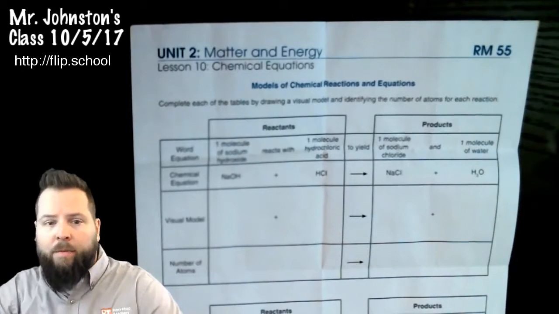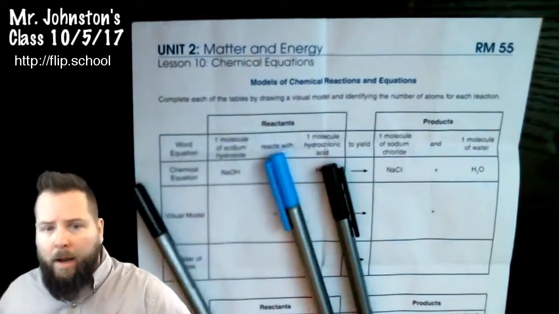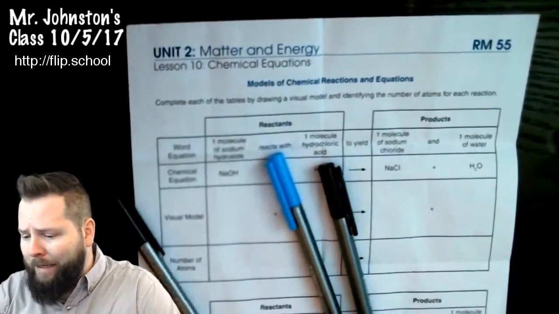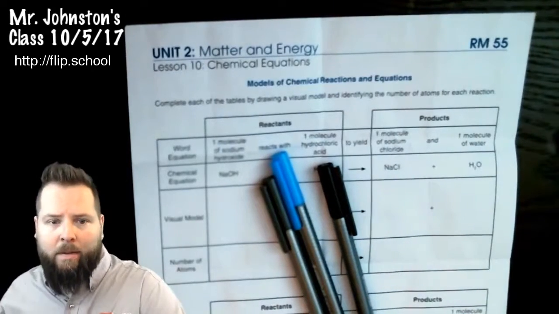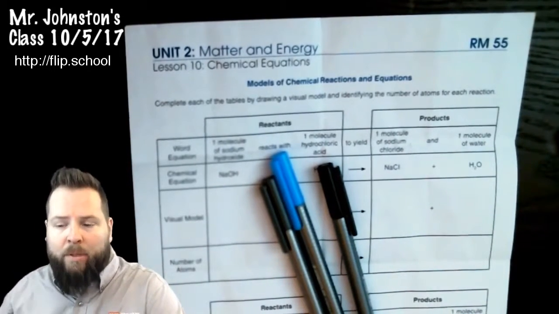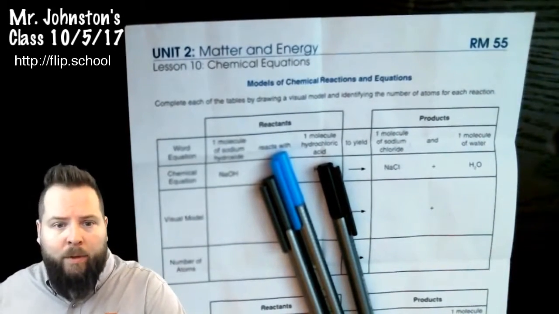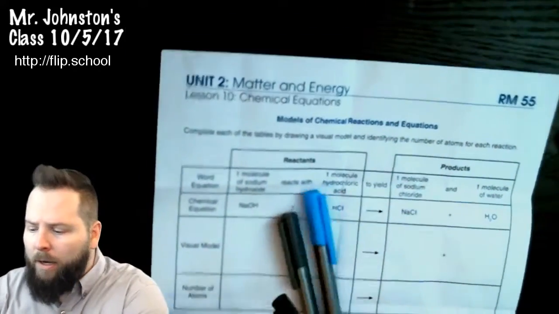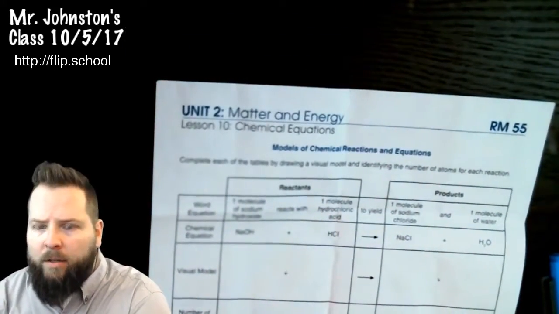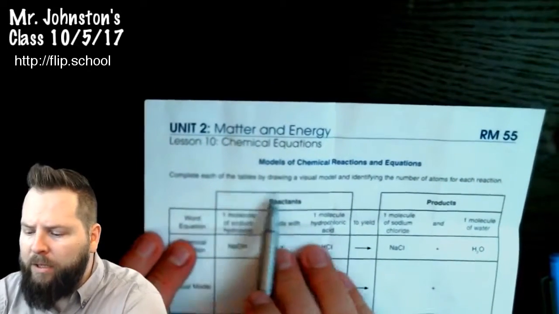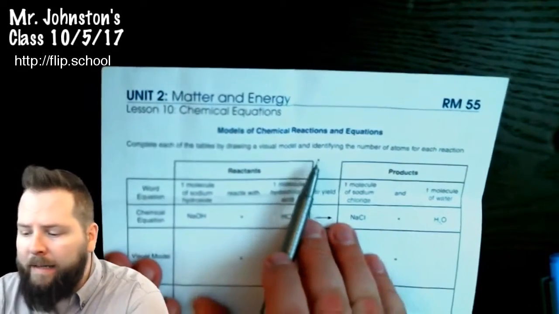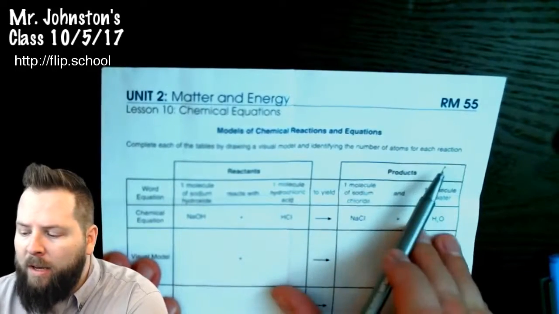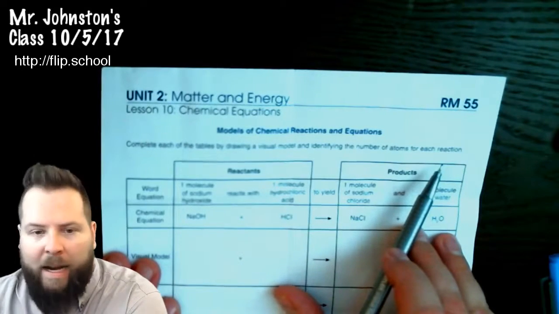You want to get yourself a few different colors. I have black and blue and gray, which is actually not going to be enough. So I'm going to use that as an opportunity to show you what to do if you don't have enough colors. So the very first thing you'll see, it says complete each of the tables by drawing a visual model and identifying the number of atoms for each reaction.